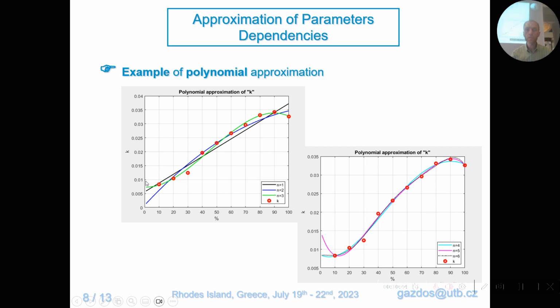There are some examples of approximation of the gain for first, second, third order polynomial and four, five, and sixth order polynomial. When the polynomial is of higher order, it starts to oscillate more, and this may not be so good. Higher order polynomials.